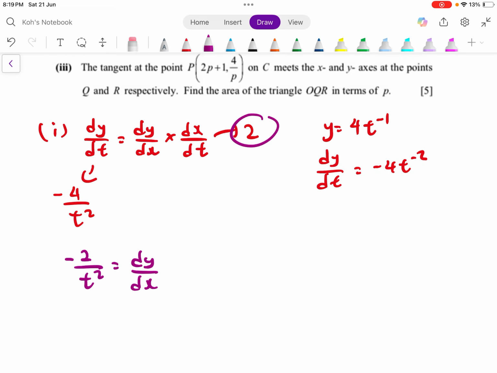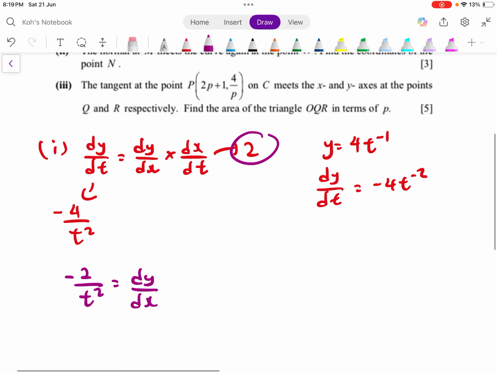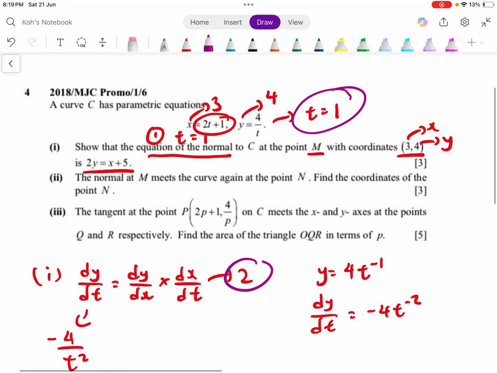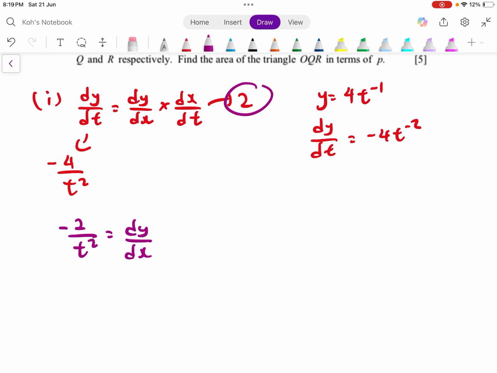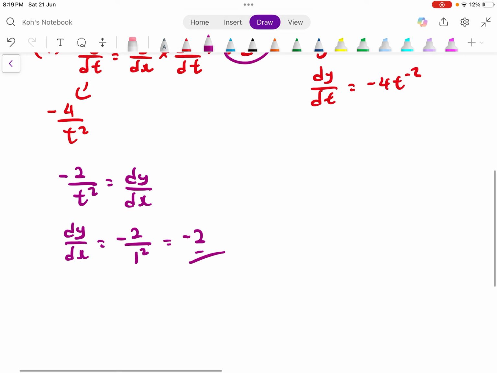which is the gradient of the so-called tangent. I want a value, so that's where the t comes in. Our t is 1, so I sub in: dy/dx is negative 2 over 1 squared, which gives negative 2. But this is the gradient of the tangent, so what we want to do is flip and change sign. So the gradient of the normal is, because you flip and change sign, it's half.